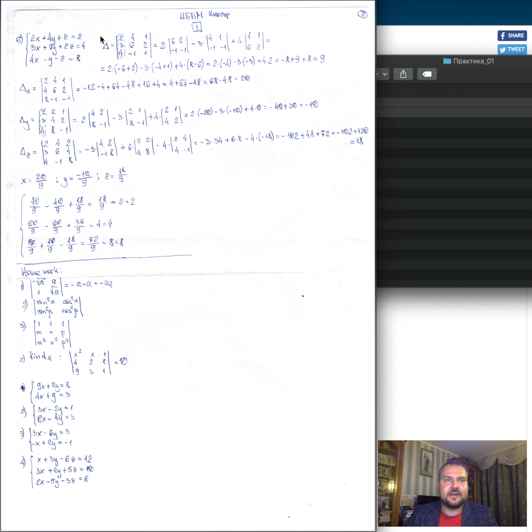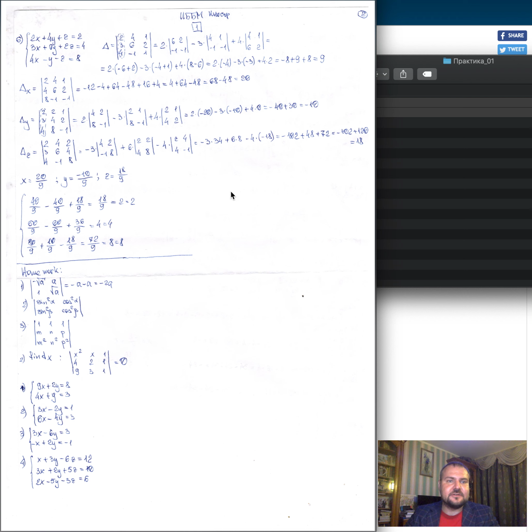Second example, again an example of 3 equations, 3 unknown values. The same way I calculate it and I check the right answer. So these are the answers. I see that it is the correct answer.